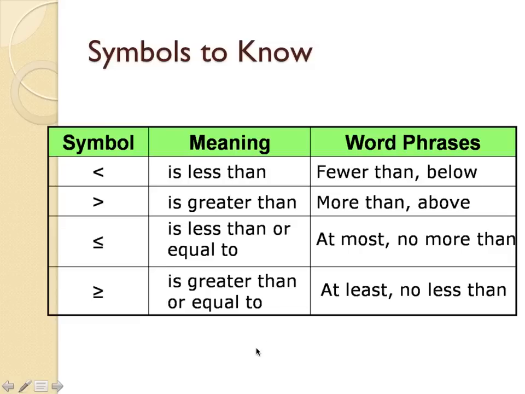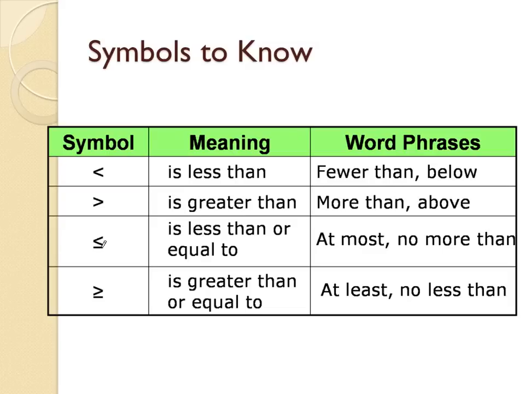Here are some symbols that you need to know. You probably know the meaning of them, but knowing the word phrases that go along with them is very important. First we have a less than sign. When we see words in word problems like fewer than or below, these are words that represent less than. This is a table you're just going to have to memorize. When you see a greater than sign, words that you would notice in word problems could be more than or above, and there are more. This isn't a full list.